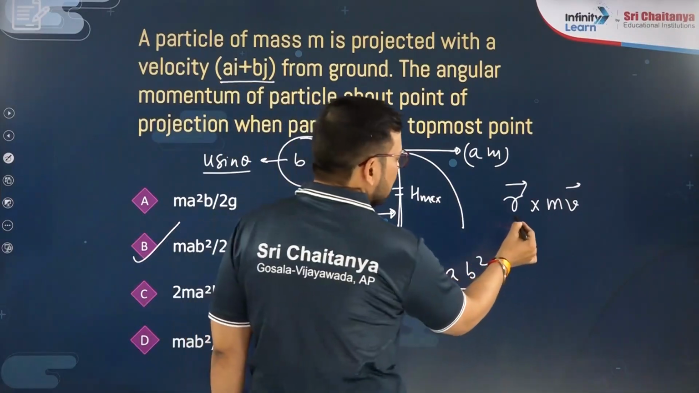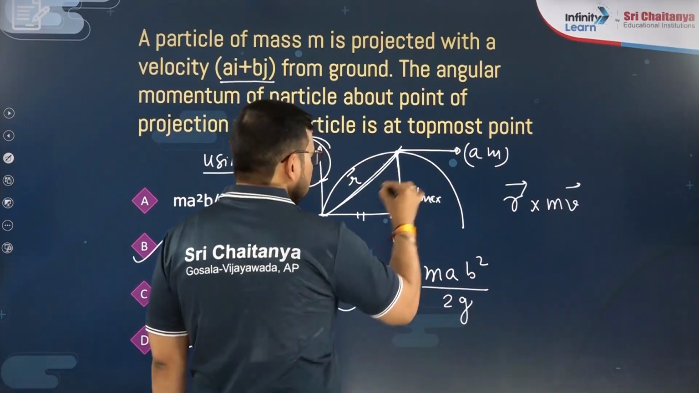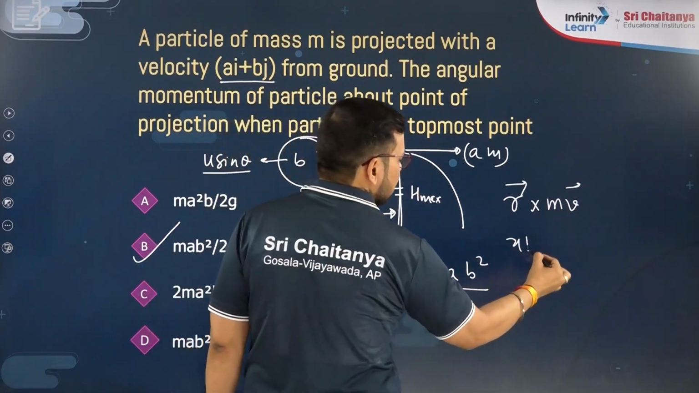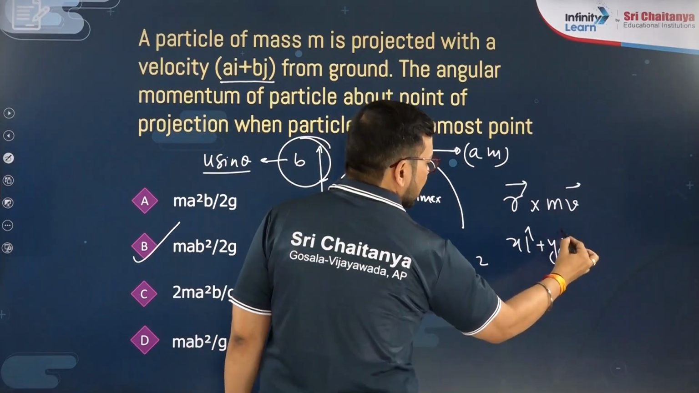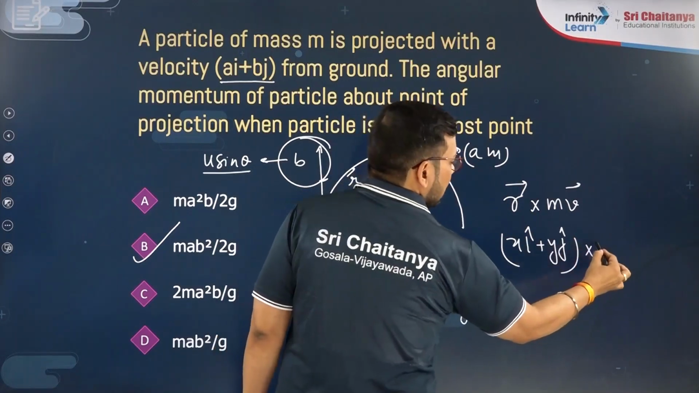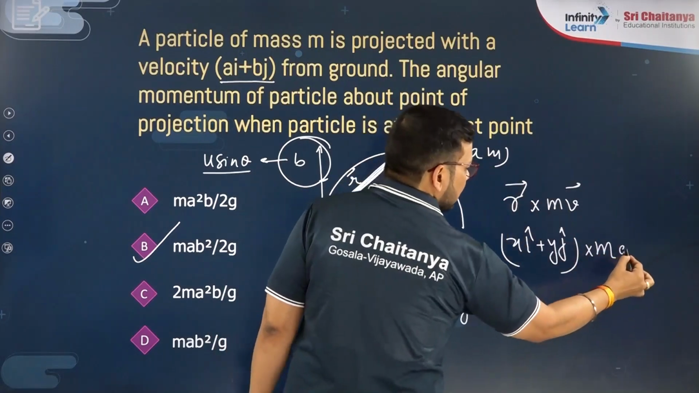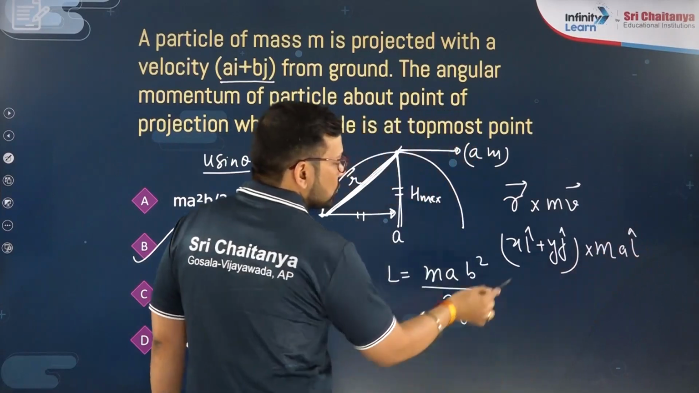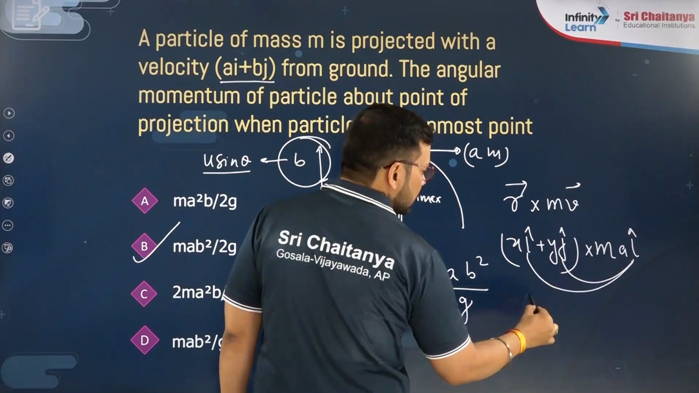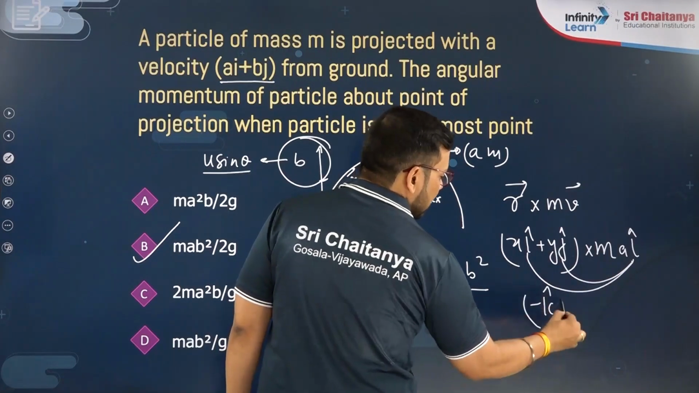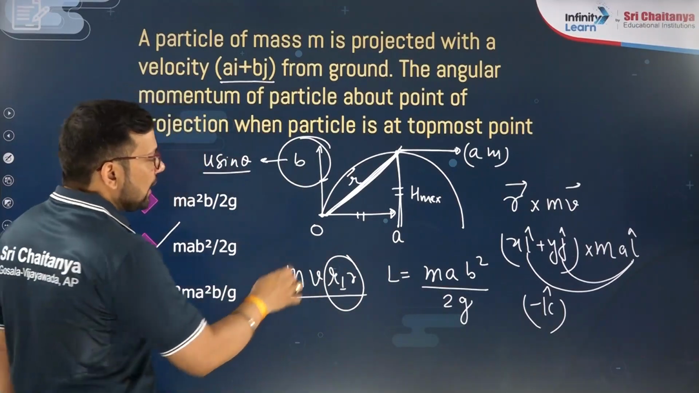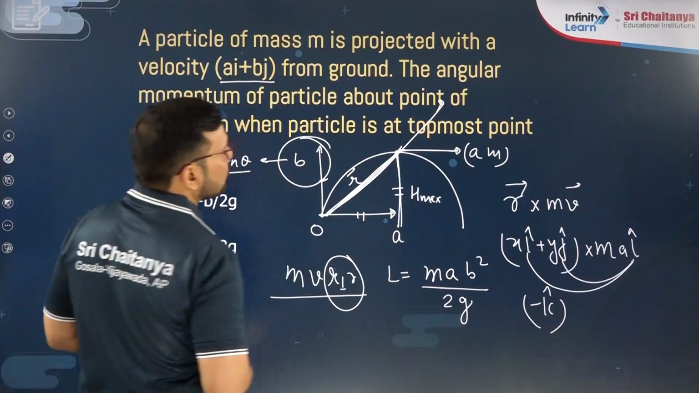Suppose I say R is this. That R will have an x and a y component. I can say R is x i cap plus y j cap. And the velocity here is only along i cap, so m v is the x component. So i cross i will be 0. j cross i will be minus k. So the direction will be minus k, and minus k means inward. That is one pattern.